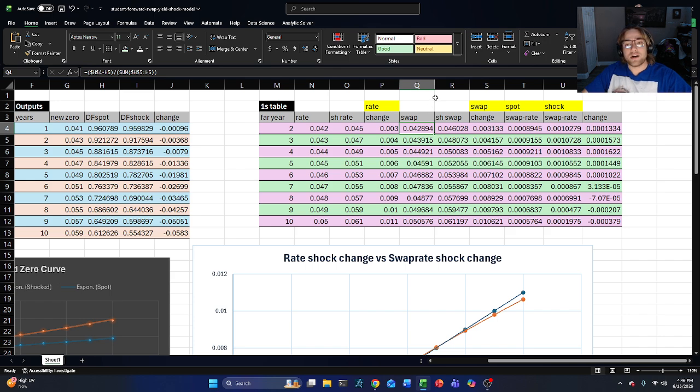So this is our swap rate at the spot curve. This is our swap rate at the shocked curve. And we can look at the change here.